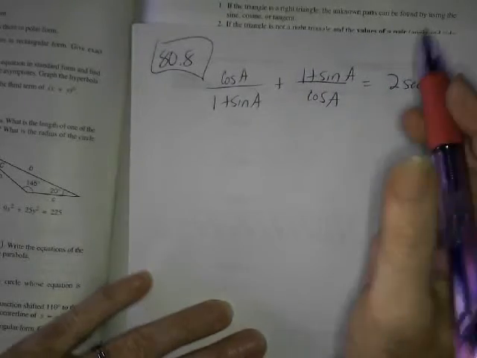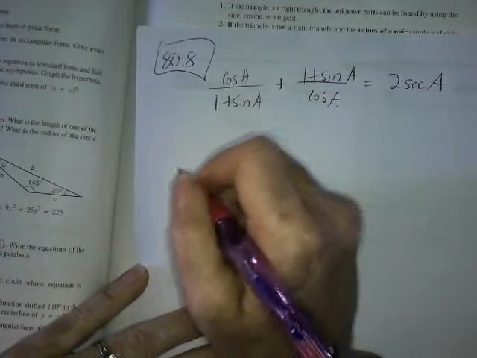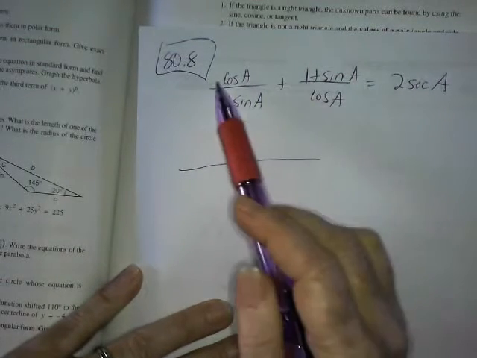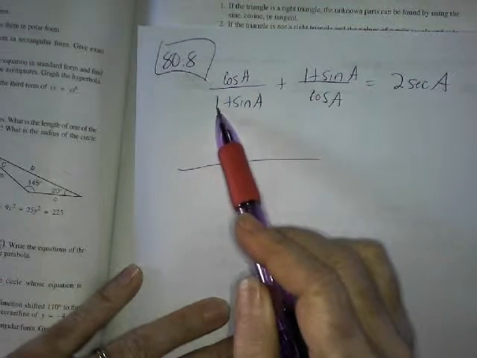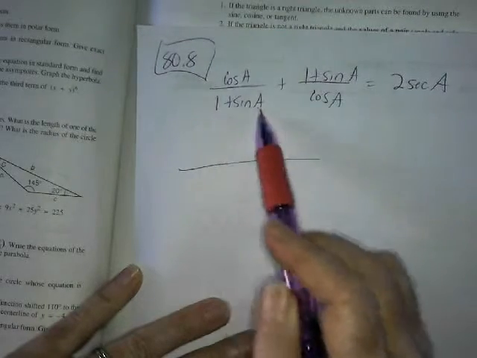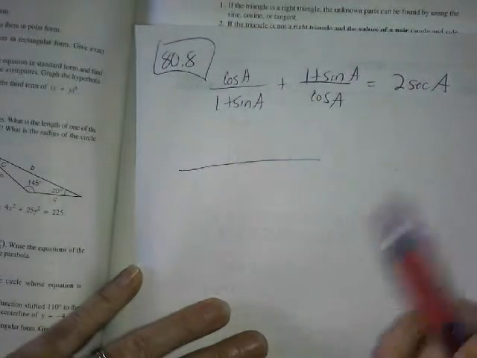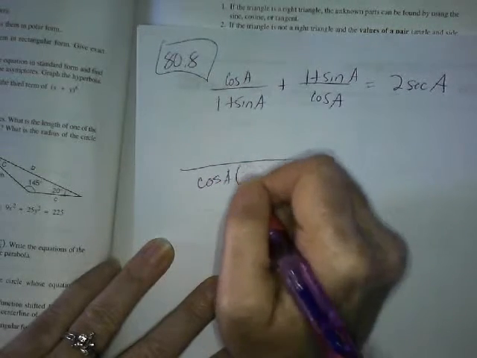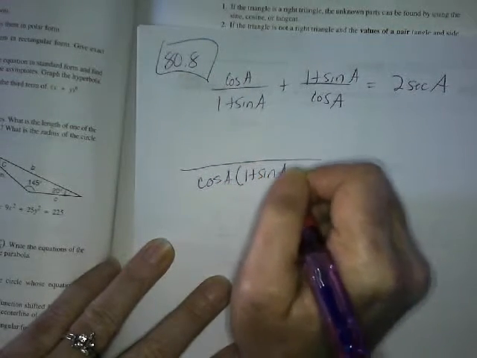and 80 number 8. So I'm going to do it exactly like I did in class, but when I was in class, for some weird reason, I multiplied this fraction by 1 plus sine A instead of cosine A, and it messed it up. So the common denominator is cosine A times 1 plus sine A.